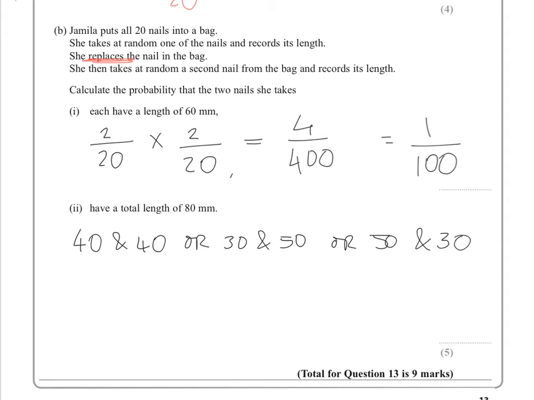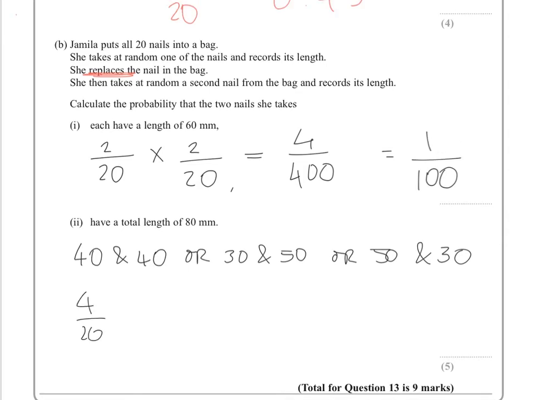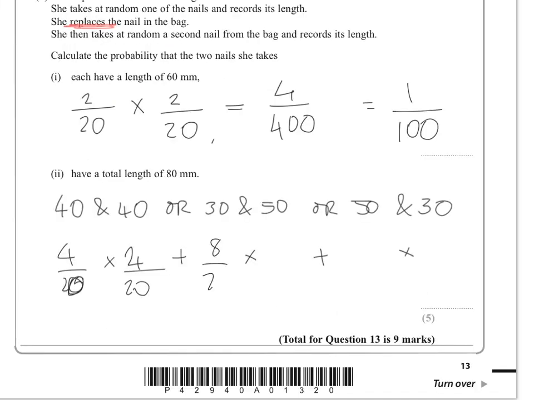Probability of picking a 40 millimeter nail is 4 out of 20, and in probability we said was times, again 4 out of 20, or probability is add and times. Picking a 30 millimeter nail, the probability is 8 out of 20, and a 50 millimeter nail, that is 5 out of 20, or a 50 millimeter nail and a 30 millimeter nail. Multiplying and adding on the calculator leaves you a solution of 6 over 25, or 0.24. So 6 over 25 or 0.24.